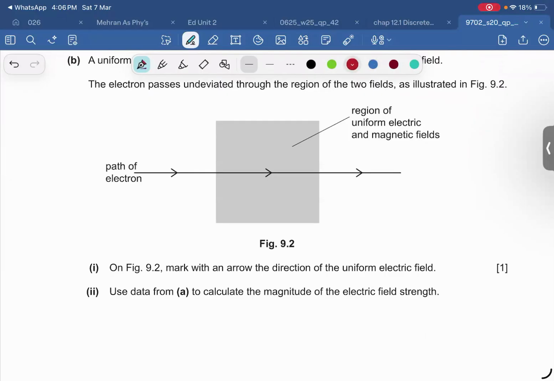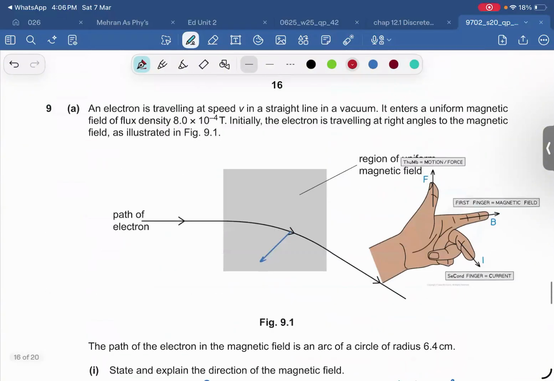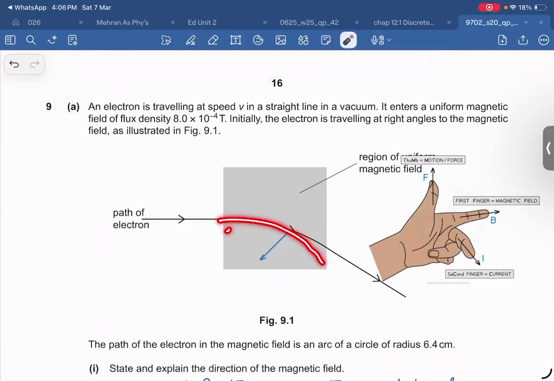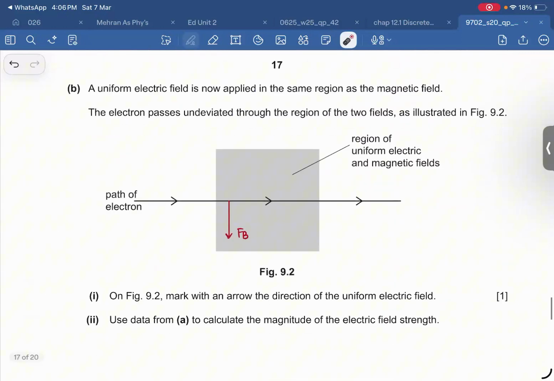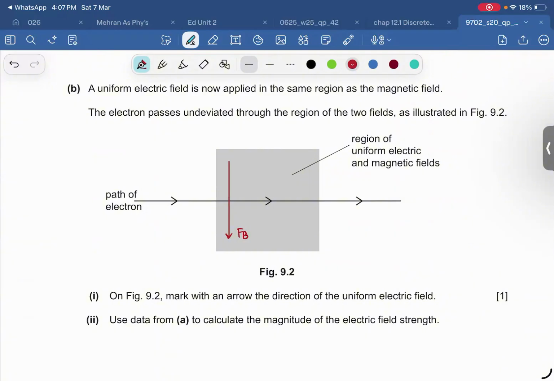Any idea? By the way, the magnetic force in the previous case was acting downward, which caused the electron to bend downward, right? So in which direction should the electric force act in order to nullify the effect? What do you think? Upwards. Upwards, very good. So the electric force should be upward.